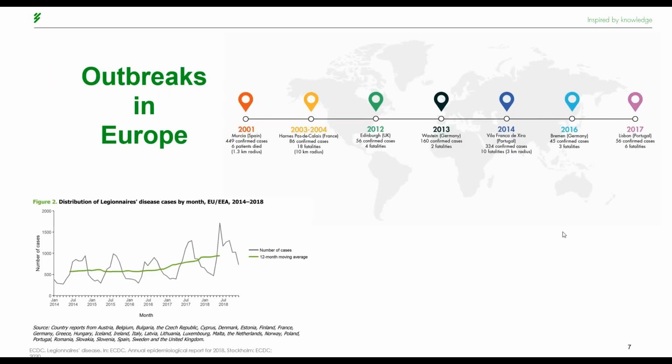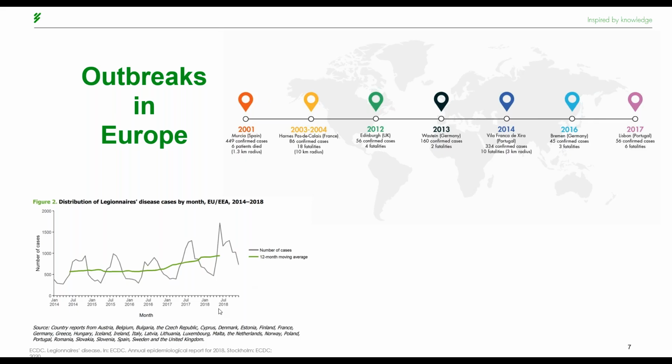So in this timeline, we have some of the outbreaks in Europe where the mortality is not that high. For example, here in Murcia, Spain, of almost 500 cases, only 6 patients died. However, in France, a few years later, with 86 confirmed cases, there were 18 fatalities. It is worrying the fact that there is no indication of decreasing burden, and there have been sharp increases in the overall EU notification rates in recent years, as we can observe in this chart on the left.